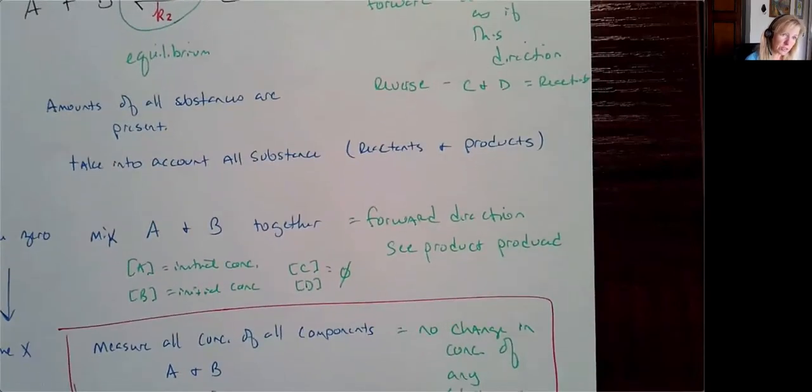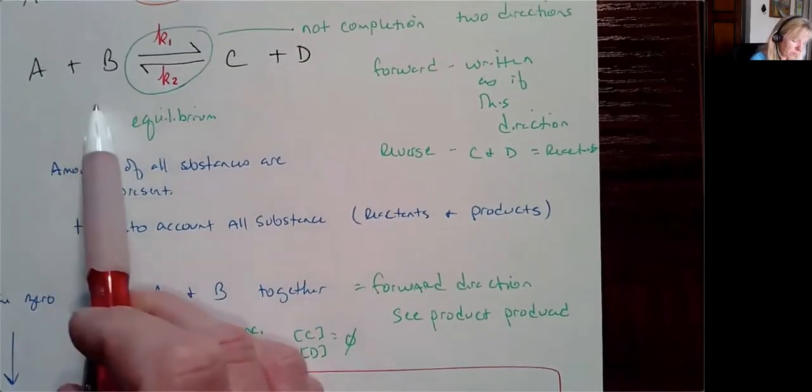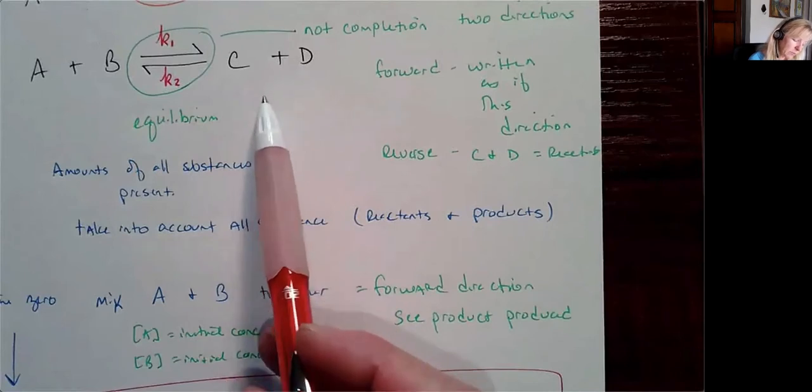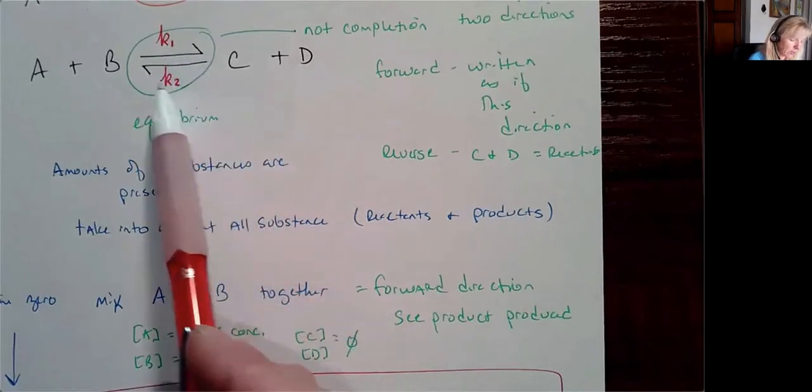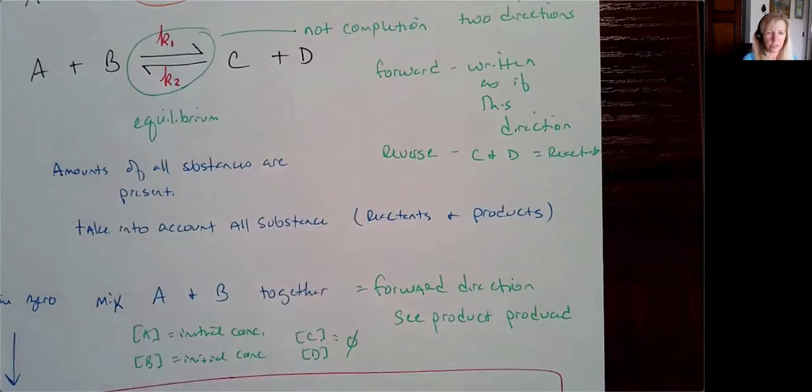It's the point where you've mixed your reactants together, they have produced product, and then at some point the rate forward equals the rate in reverse, and then you don't see a change anymore in concentration of any of the substances in your reaction. Now you're at dynamic equilibrium, and that reaction will just sit there.